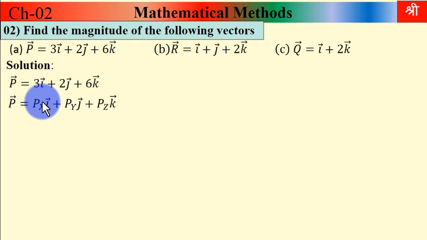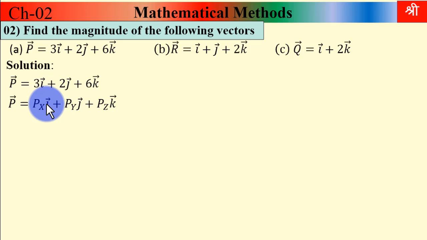We know that vector in terms of rectangular components is given by px i plus py j plus pz k. i, j, k represent rectangular unit vectors. They just represent the directions. px, py, pz are components along x, y, z axis respectively. They give the magnitudes along x, y and z axis respectively.